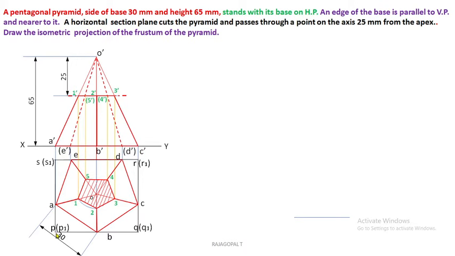So I would like to fix P here, point P, and convert the distance. What distance? PS and PQ. P1 S1 and P1 Q1. Here this is the isometric length. We have to follow isometric scale. Say for an example, here it is 50 mm, 50 into 0.82 times. So foreshortened by 0.82 times is the isometric scale.